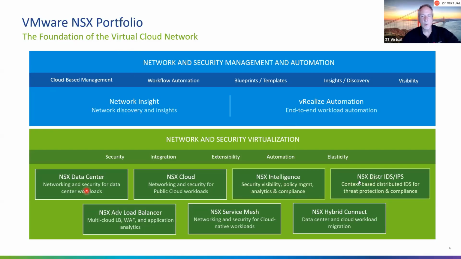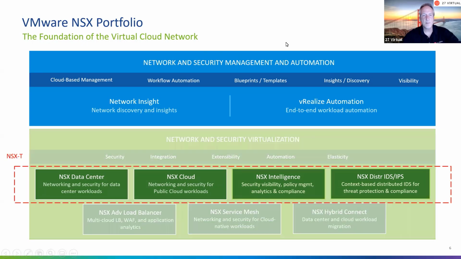So NSX has grown as a product and has quite a few features that we can take advantage of in our data center. There's also the AVI load balancer and service mesh, and the ability to migrate workloads with the NSX Hybrid Connect utility, which makes moving workloads back and forth to the public cloud much easier than ever before. We can also use that tool within our data center if we just need to migrate from, say, a legacy 5.5 vSphere to a new 6.7. But this is where our focus will be today, on these main core products across this bar.